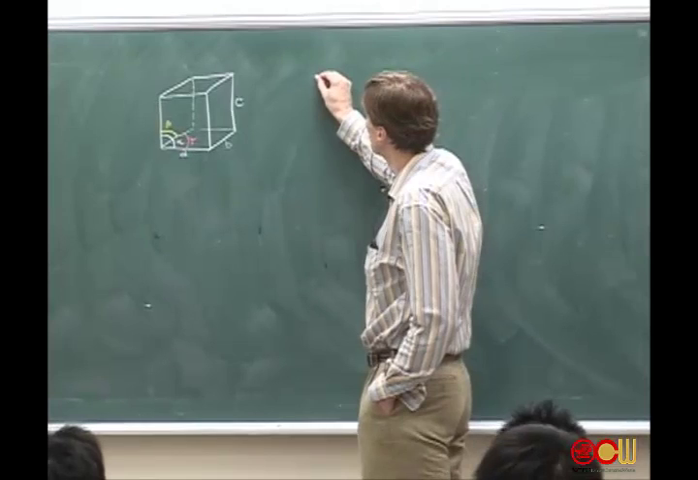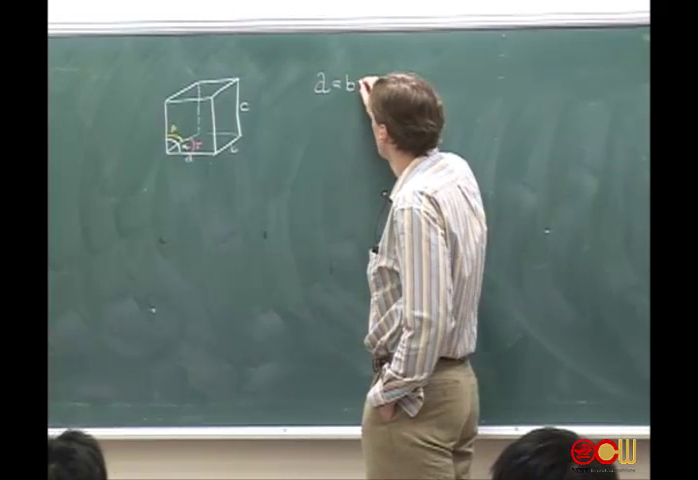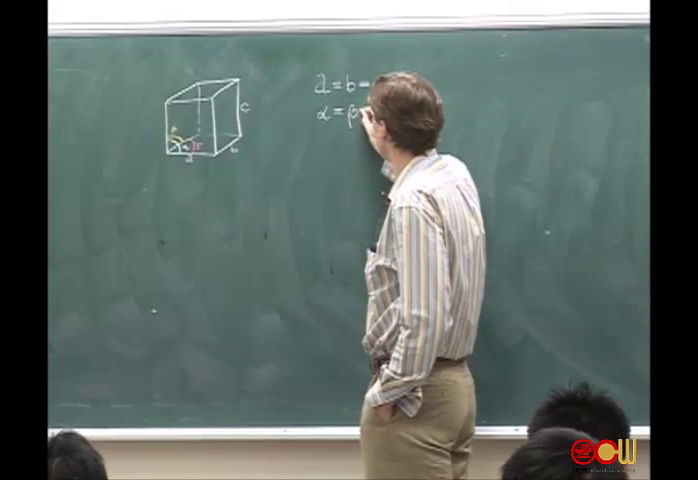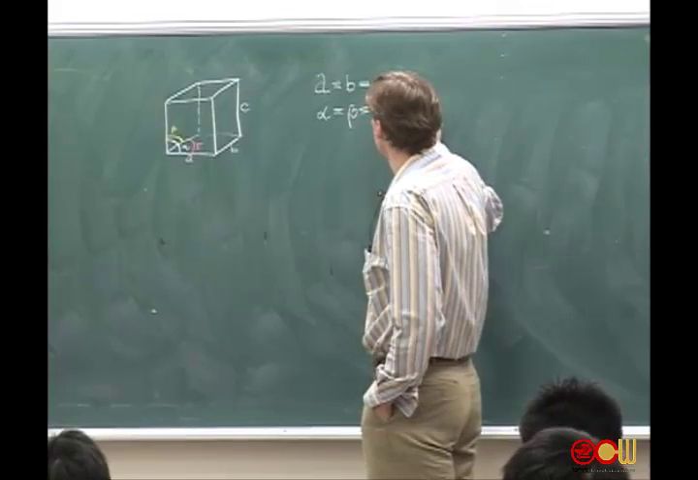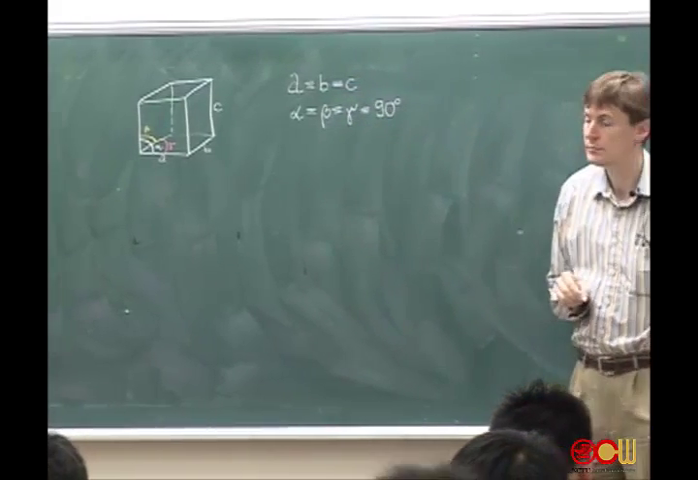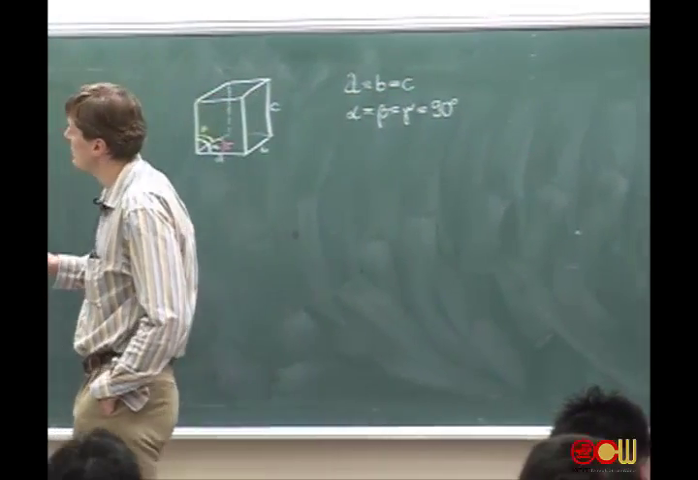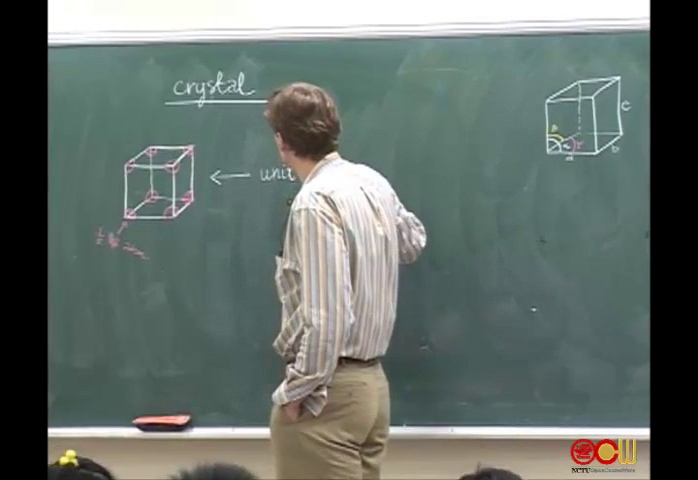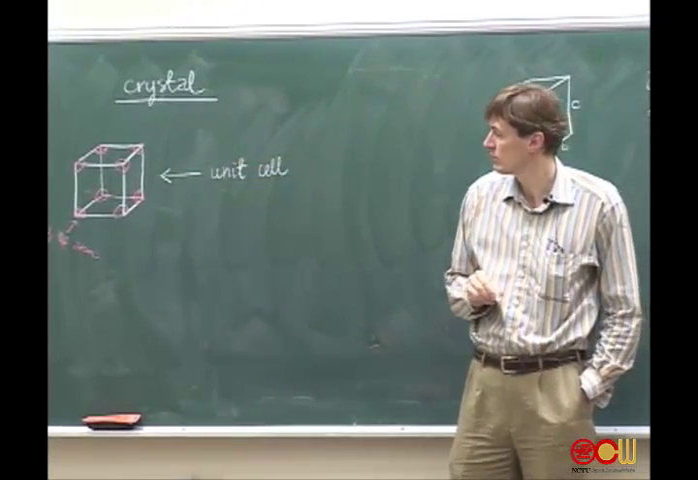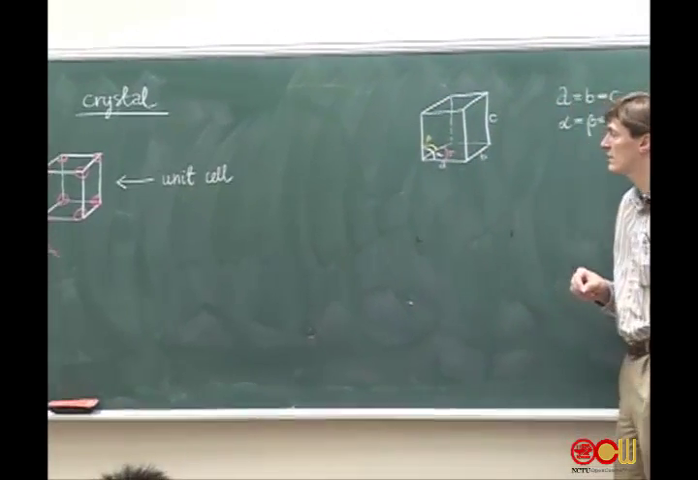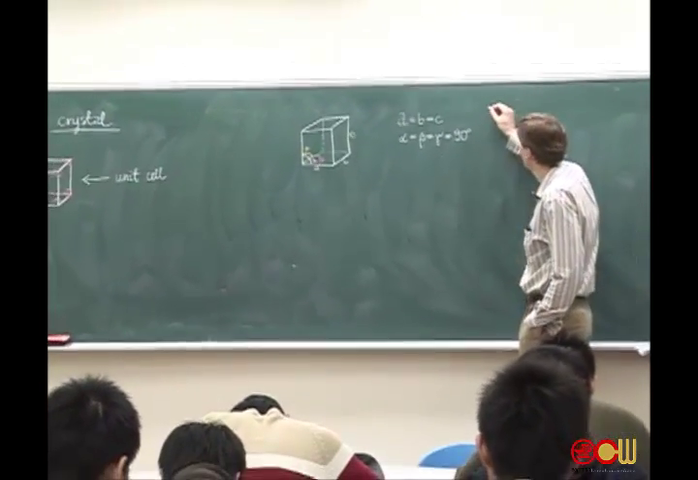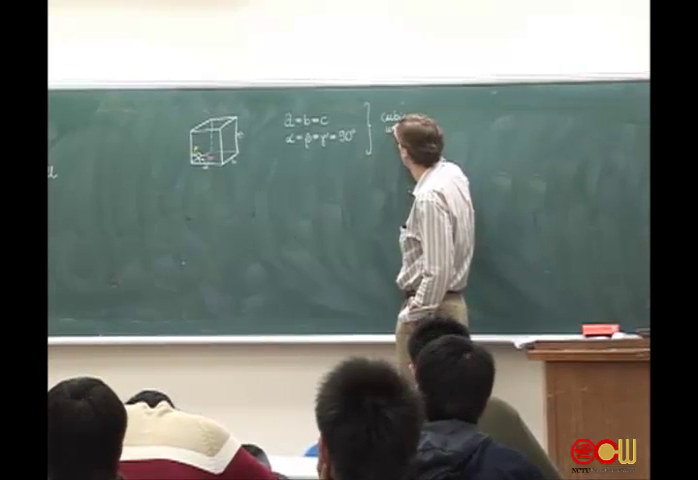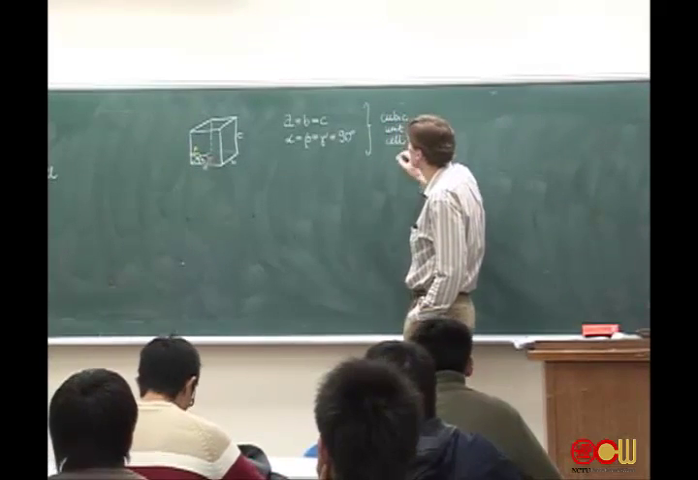So now, I have the simplest situation. A equal B equal C. Alpha equal beta equal gamma equal 90 degrees. Just to start, this thing is called a unit cell. And now I'm saying there are 14 different types of unit cells, and we are going to draw them. This is the first type of unit cell, and it is called cubic.